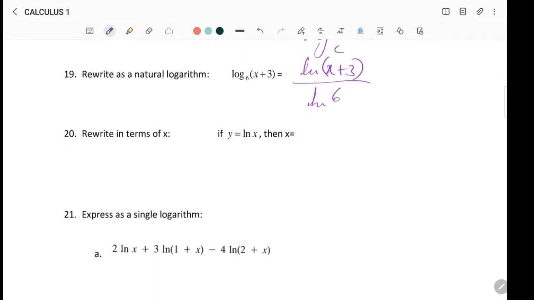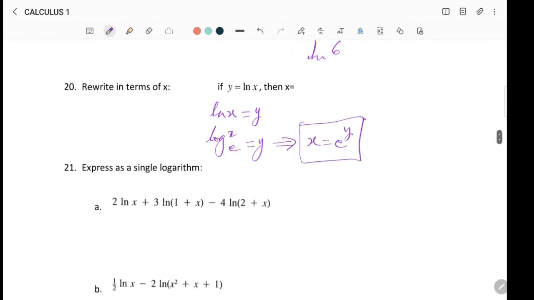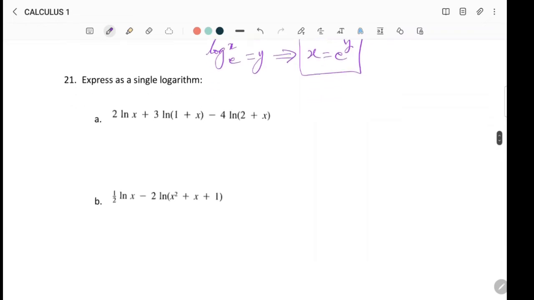Rewrite in terms of x. We can write ln x = y, and we know that ln x is log x base e, right? So we can say x equals e to the power y.